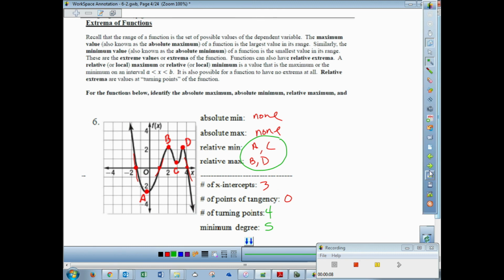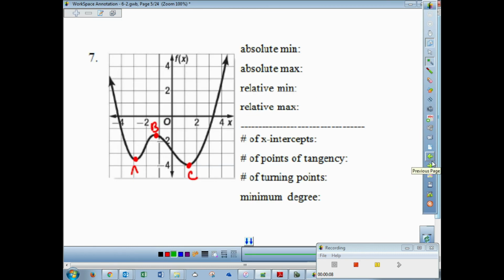Cool? Next. Absolute min. What kind of degree is this, even or odd? Even. So it better have either an absolute min or max. It's got to have one of them. Since this thing opens up, won't it have an absolute minimum? What is the absolute minimum? That's supposed to be an A right there, by the way. What is the absolute minimum of this graph? It's C. It's the lowest possible point you could have. Absolute max?